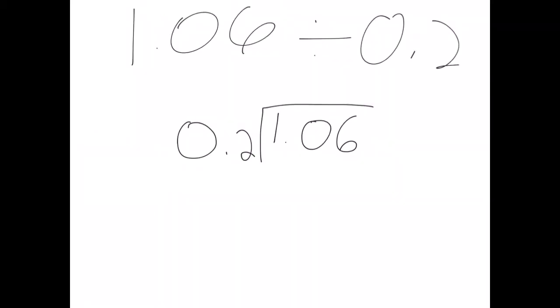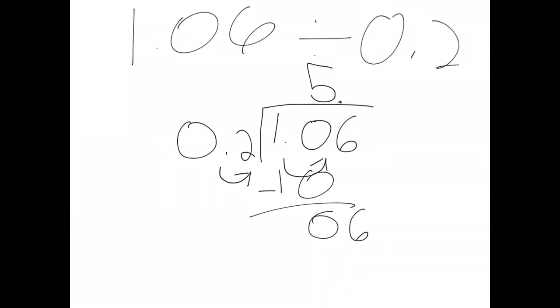The first thing you're going to do is move the decimal over one place on both sides, and then place it up top. Then you ask yourself how many times does 2 go into 10, and it goes in 5 times. Then you would subtract that by 10, and put down your 6 and ask how many times 2 would go into 6, which is 3. And then you're done.